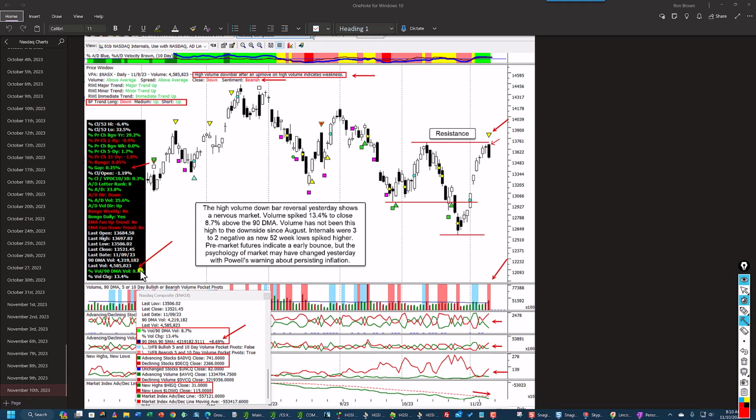Here is where the volume numbers are. Here and here you can see that the volume was 8.69% above the 90-day moving average, which is right here. Decliners led advancers approximately 3-1, and new highs, new lows. You can see the new lows spiked up and the new highs went down, and the AD line is going down here.